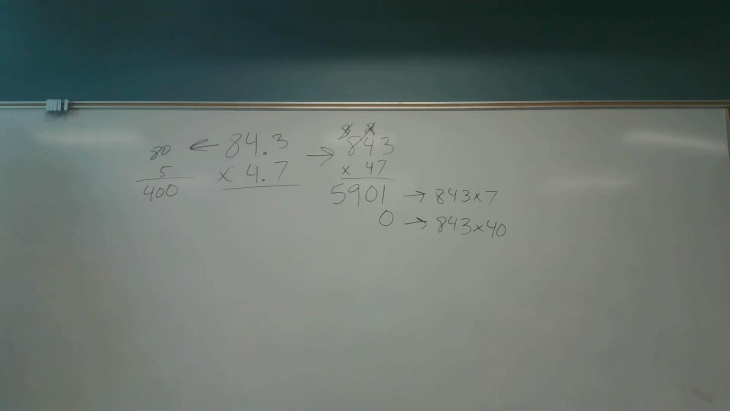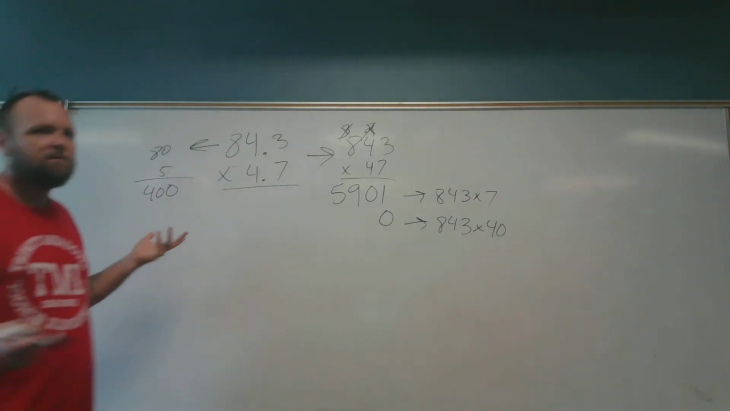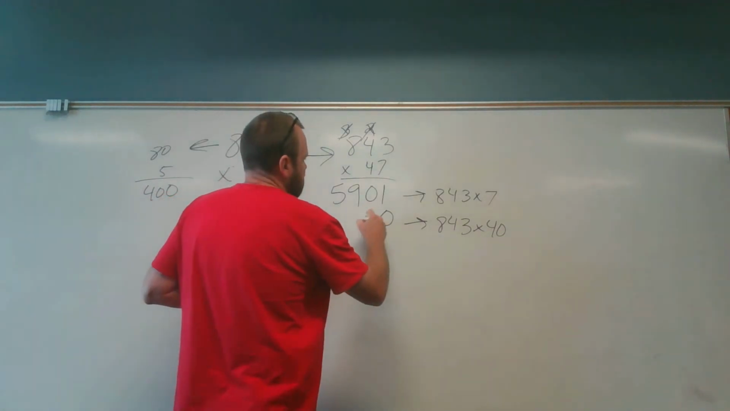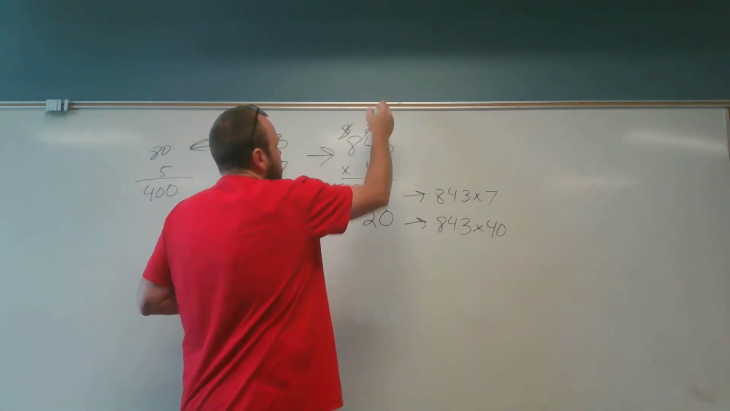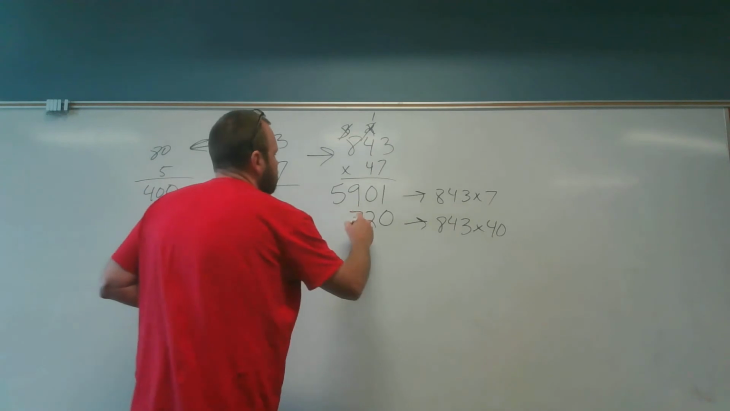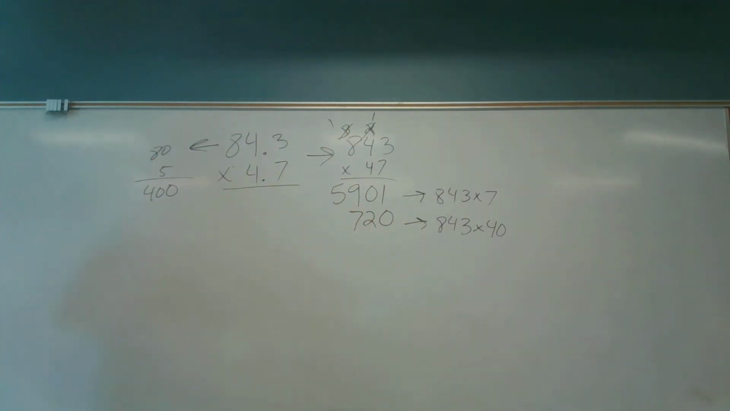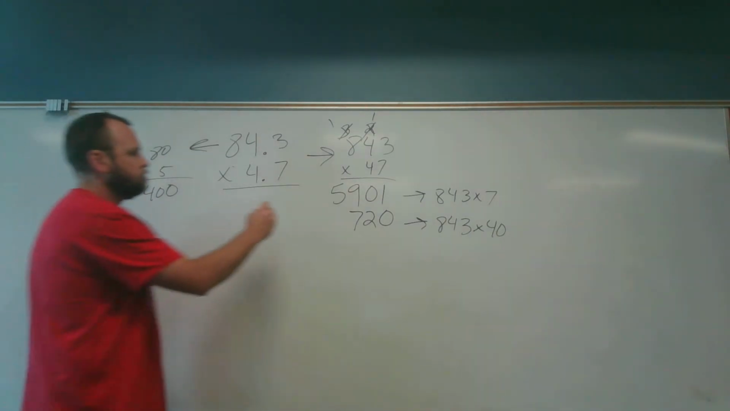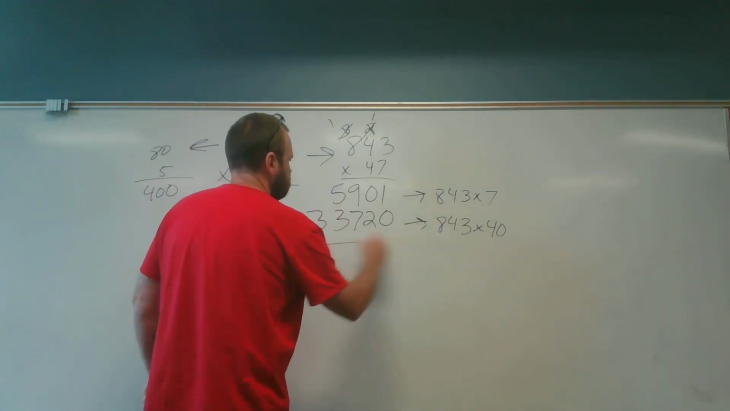So Cade, 4 times 3? 12. 12 tens is the same as saying 2 tens and 100. So 4 times 4 is? 16. Plus 1? 17. Carry the 1. 4 times 8? 32. Plus 1? 33.